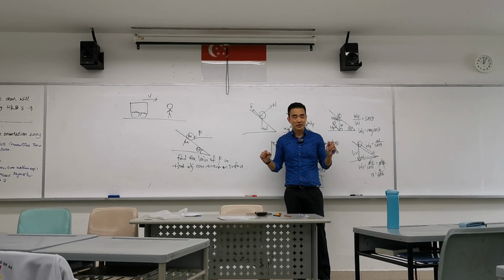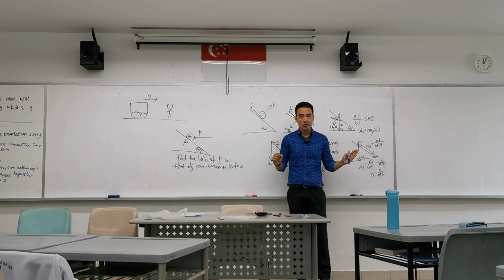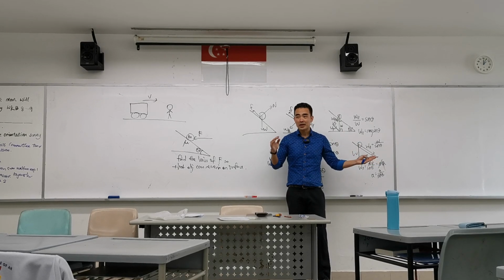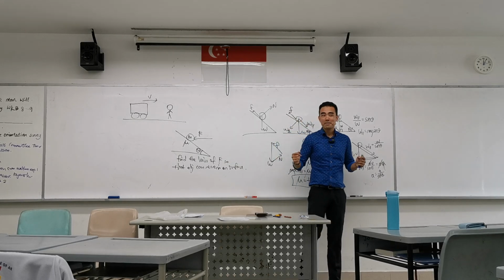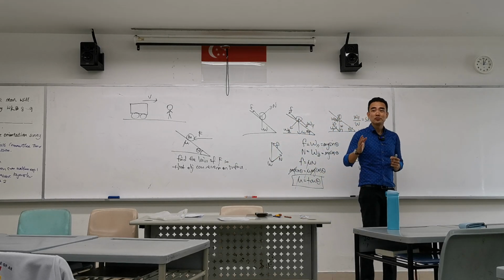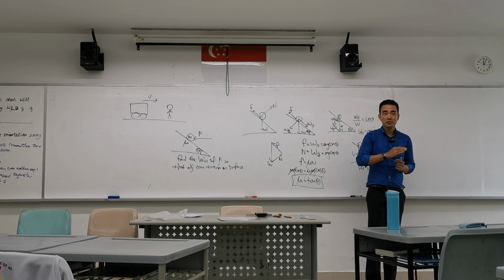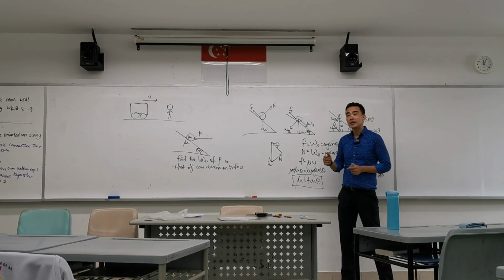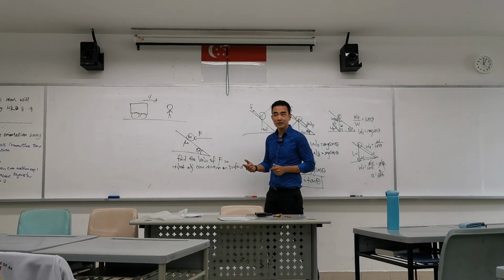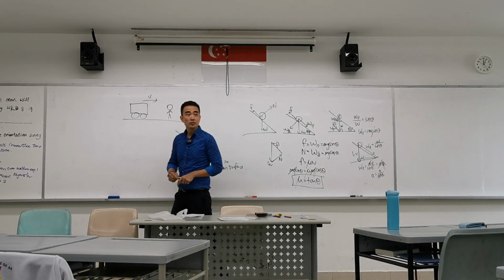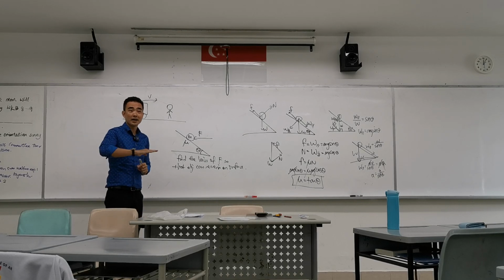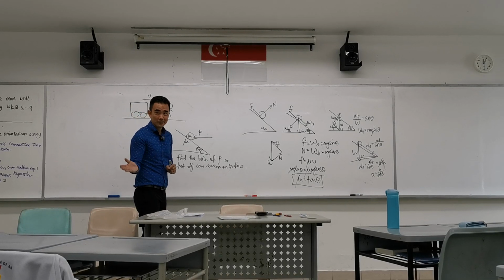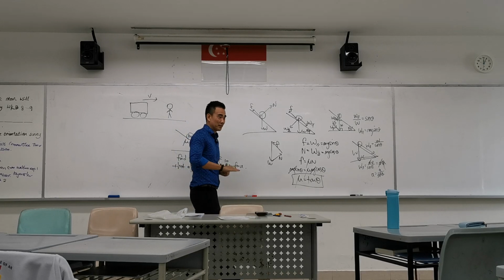Think about this. If F gets too small, what happens? If F gets too big, what happens? If F gets too small, where do you think the object will slide? Down, correct. If F gets too big, where will it slide? Up, exactly. So you need to write two different equations for the two scenarios. The frictional forces are in opposite directions. Be very careful.